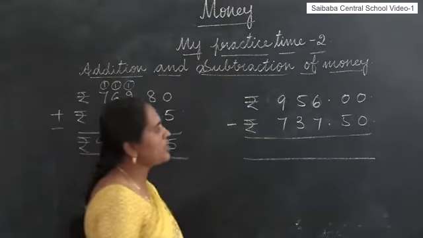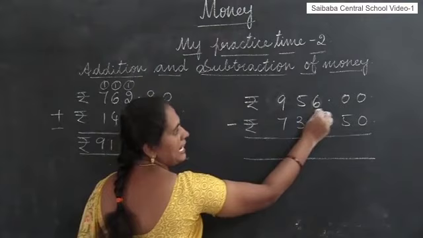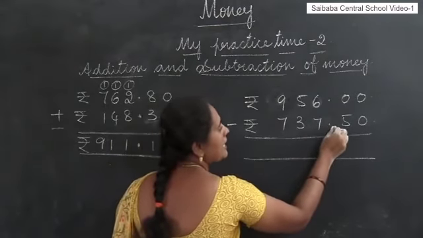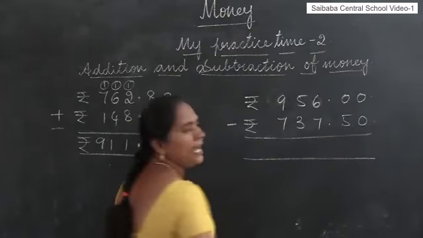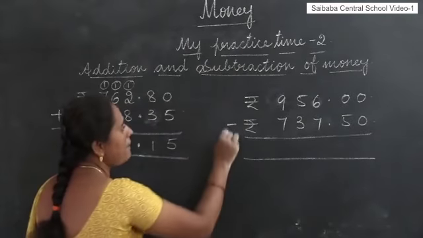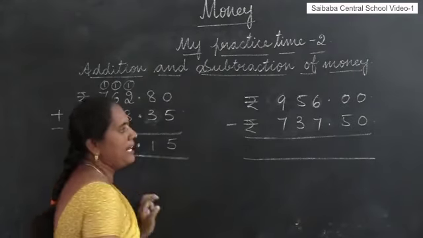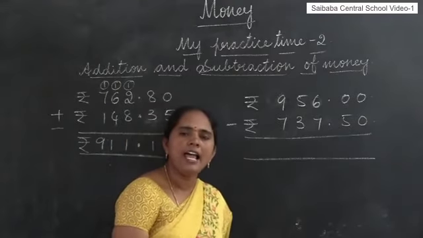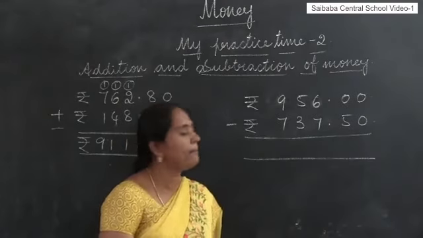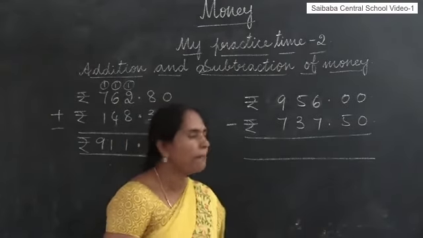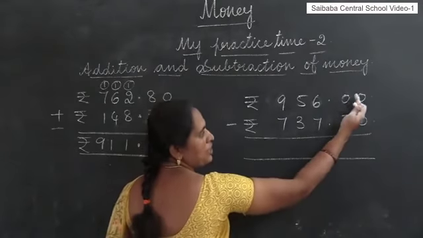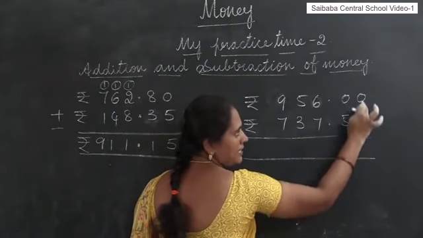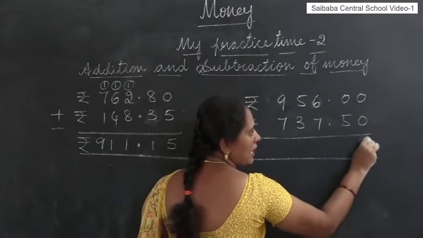Now, see the subtraction. What is the amount? 956 rupees. Here, what is the amount? 737 rupees 50 paise. Okay, what operation are you seeing here? Minus means what we have to do? Subtraction. This subtraction is also like normal subtraction only, but don't forget to keep the point. Now, in subtraction we know first we have to subtract the ones place. 0 minus 0, 0.